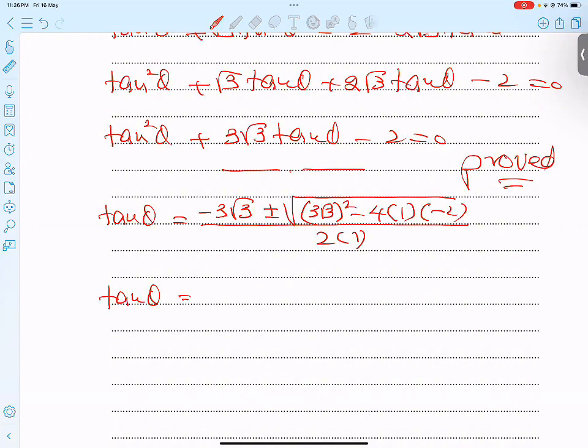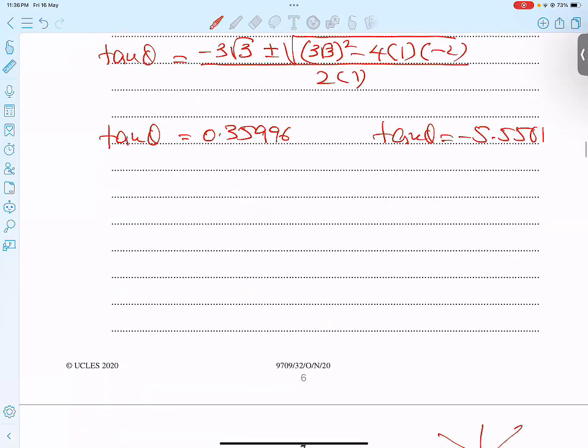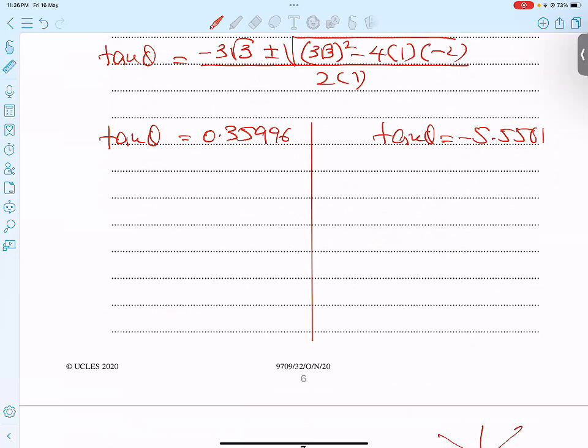The first answer I'm getting, in decimal format, is tan theta equals 0.35996, and the second answer is tan theta equals -5.5561. Keep in mind we have to stay in two quadrants, the first and the second only. Tan is positive in the first and third, so this one is ignored; this I need. Tan is negative here and here, so this is ignored; this I need.